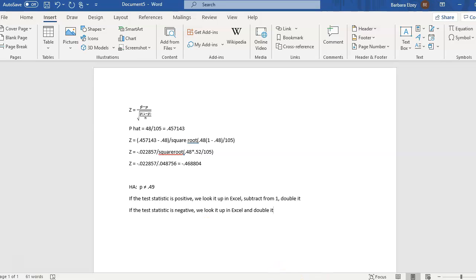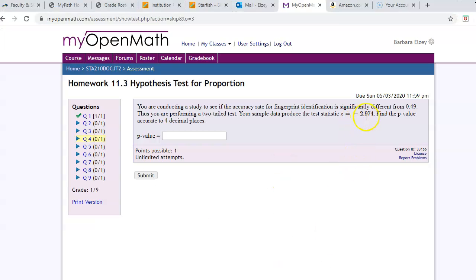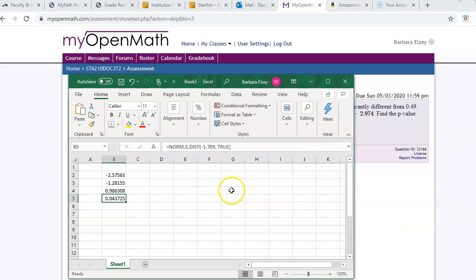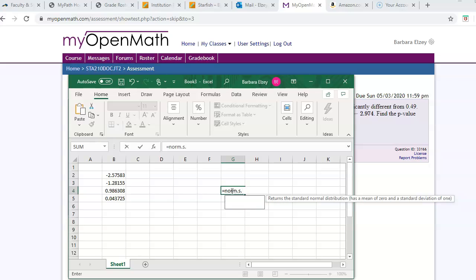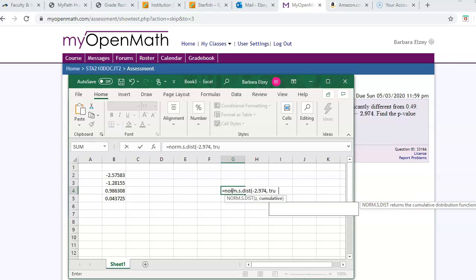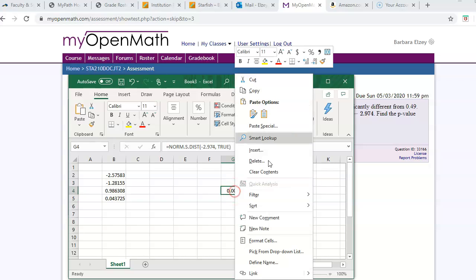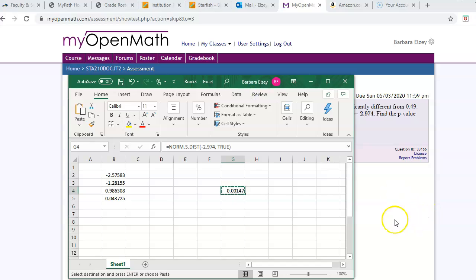Okay, so let's look back here. Our test statistic was negative 2.94. That's a negative. So we're going to look it up in Excel. Pull up Excel. Equal norm.s.dist negative 2.94, true. And that gives me this probability. And I'm going to go ahead and copy it.